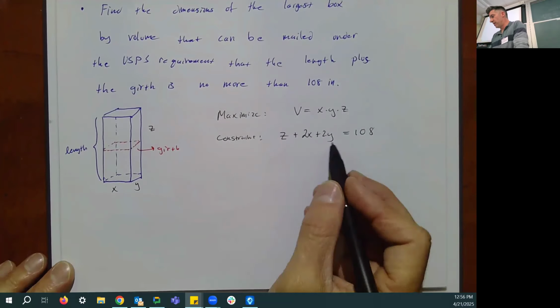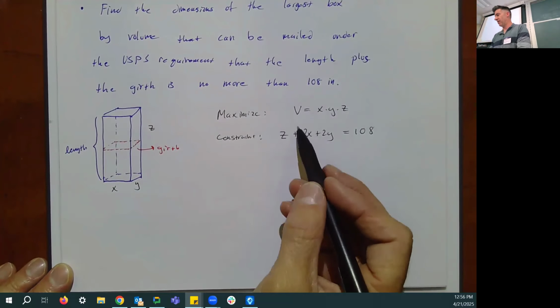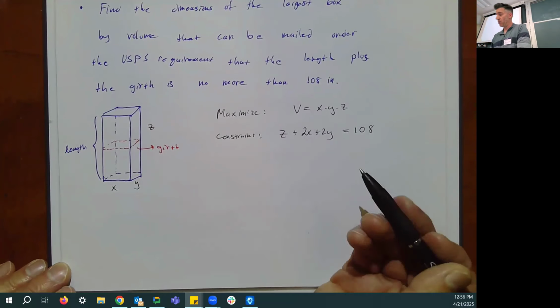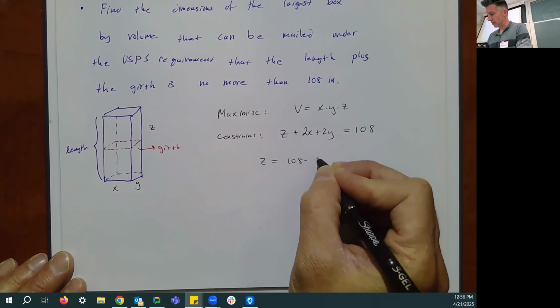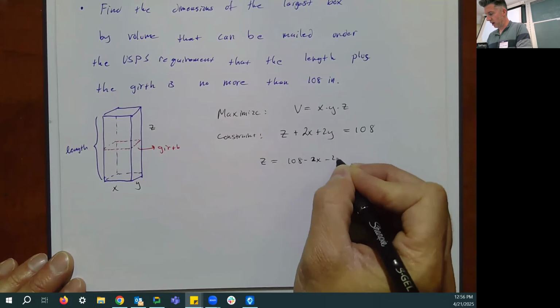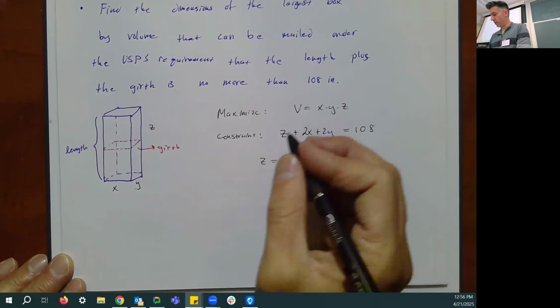So here, I would still pick to isolate Z because it's kind of the odd man. I don't want to divide this equation by 2 if I don't have to. So I'm going to isolate Z. It's 108 minus 2X minus 2Y. And then we're going to plug that into our volume equation.